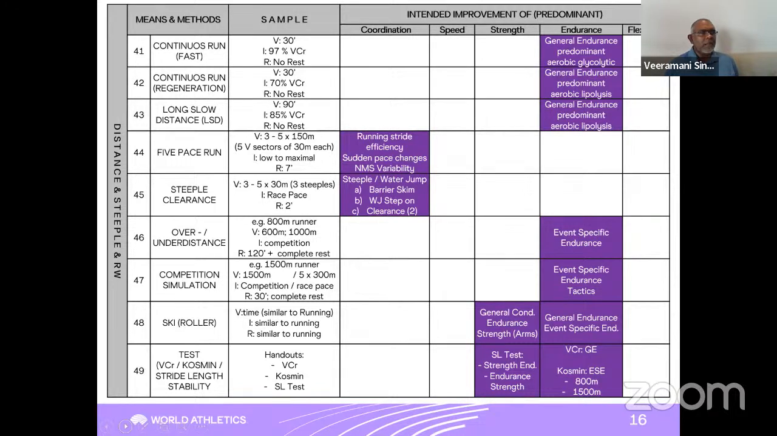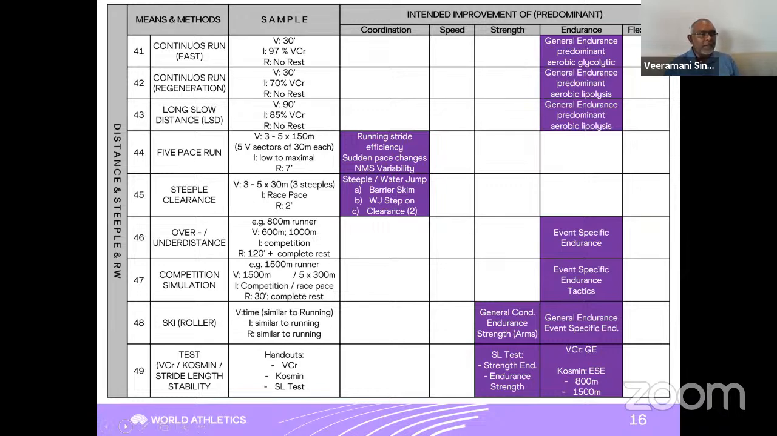For steeplechase, of course, there are various ways of clearing. We have the barrier skimming, the water jump, and even the clearance that we have used before in our level 1 teaching progressions. Over distance and under distance will be part of event group development or event-specific endurance.